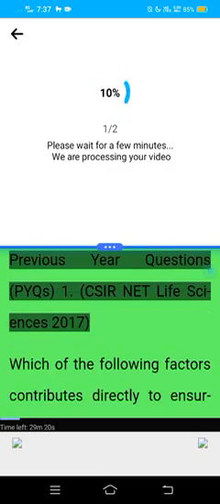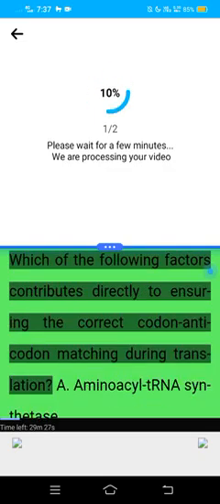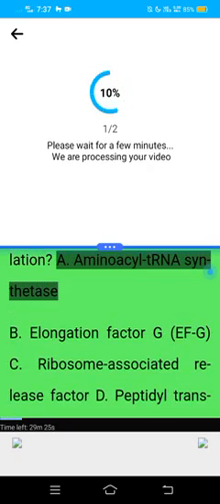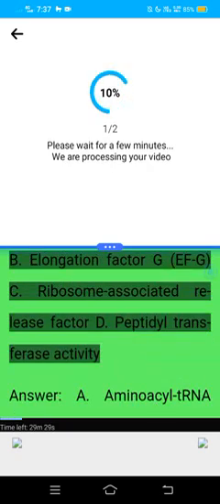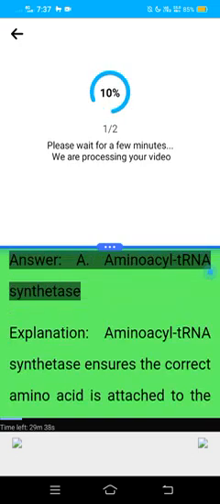Previous year questions. PYQs. 1. CSIR NET Life Sciences 2017. Which of the following factors contributes directly to ensuring the correct codon-anticodon matching during translation? A. Aminoacyl tRNA synthetase. B. Elongation factor G, EF-G. C. Ribosome-associated release factor. D. Peptidyl transferase activity. Answer: A. Aminoacyl tRNA synthetase.